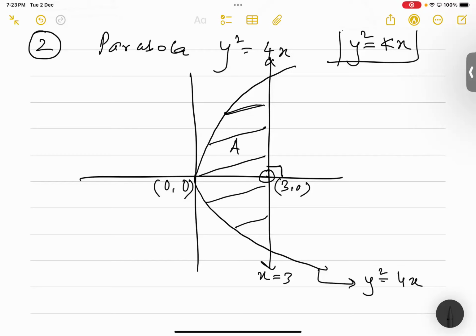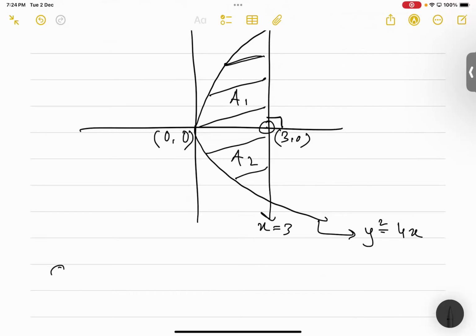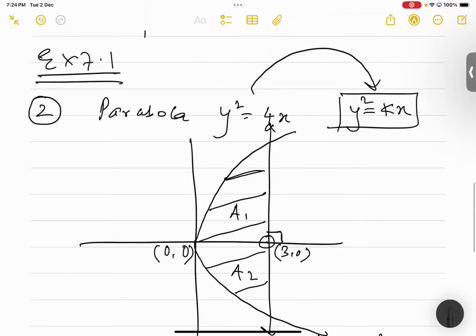Now the topmost part is A1, and the lower part is A2. The curve is y square is equal to 4x. Line is x is equal to 3, perpendicular to x axis at 3 comma 0. Okay. So total area is equal to A1 plus A2.